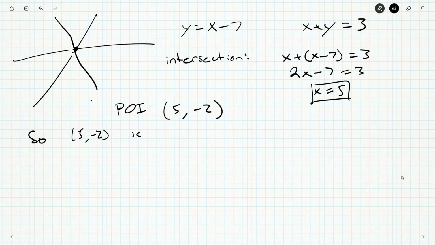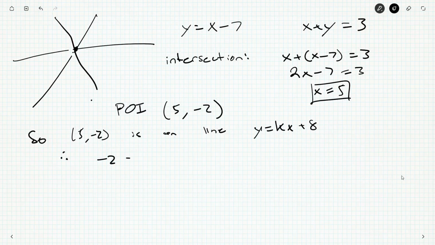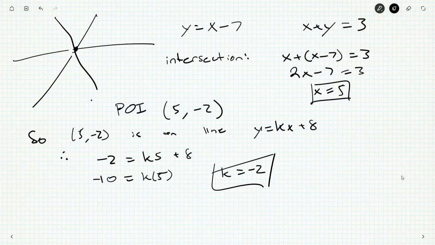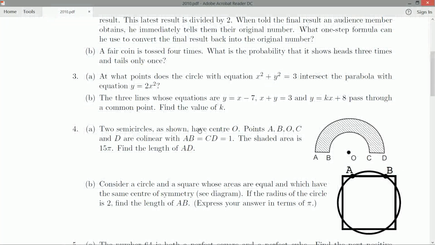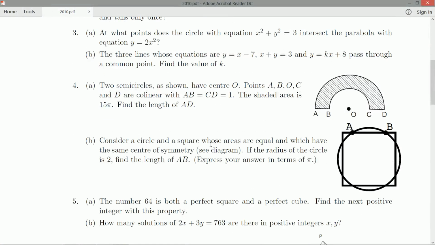So 5 and negative 2 is on the line y equals kx plus 8. So negative 2 is k times 5 plus 8. I'll bring the 8 over to the other side. Negative 10 is k times 5. k is going to be negative 2. That was simpler than the A part. Usually I expect B to take a little longer than A, but no, that was quite quick. So that finishes up question number 3, and in the next video, of course, question number 4. Join me for that next time.